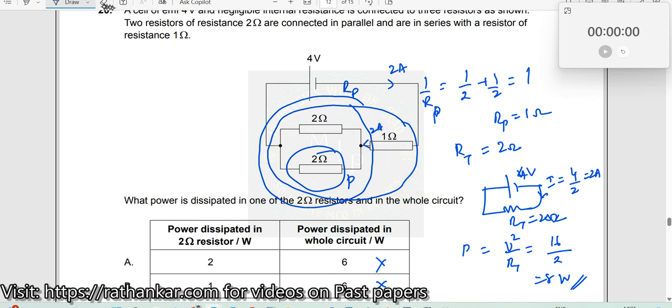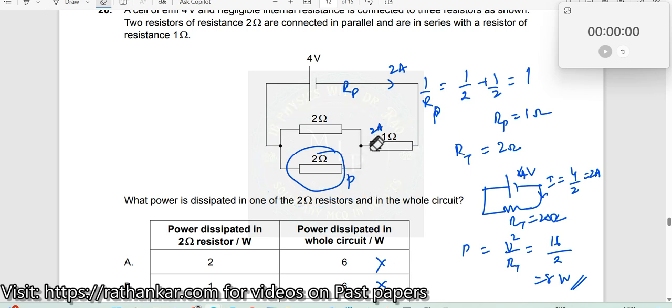Let me erase this one part here if there is no clarity. Okay, so here it is 2 amperes over here. So when this is 2 amperes over here, what will happen? With 2 equal resistances, here also 1 ampere and here also 1 ampere. What is it that you need? You need the power across here. What is the power here?